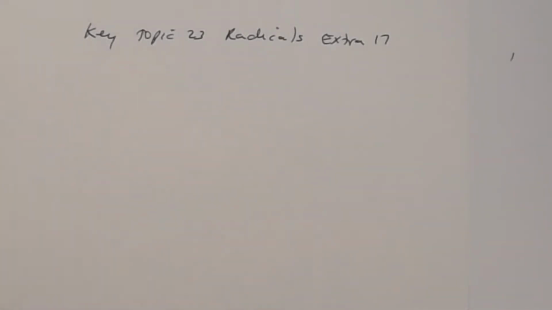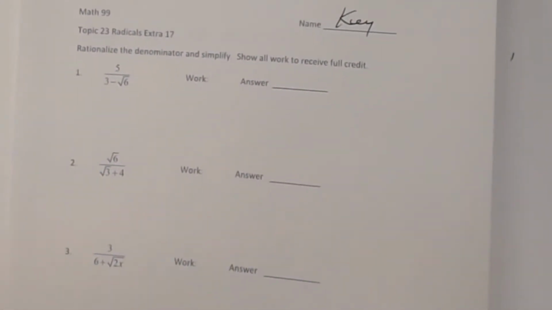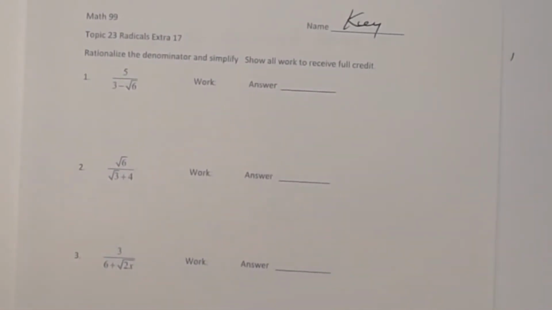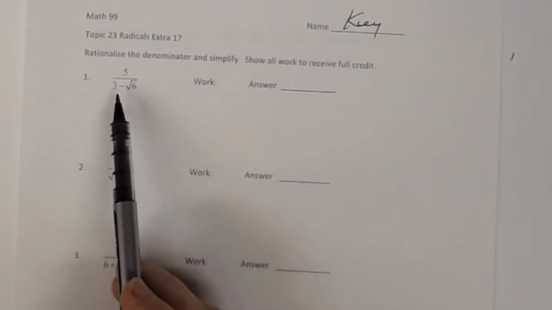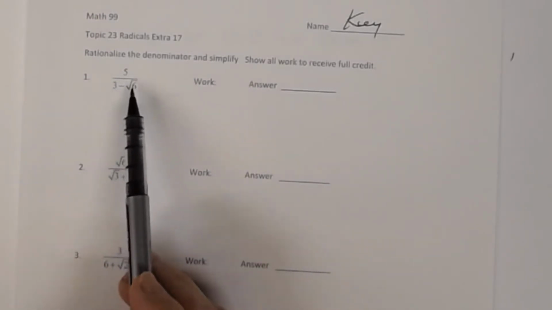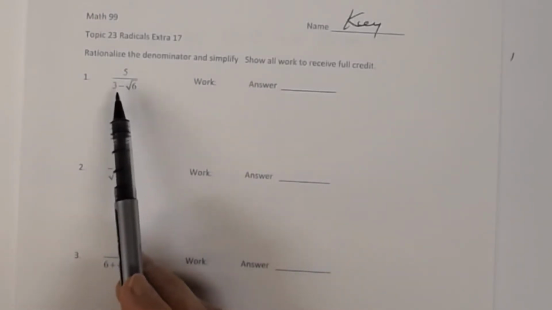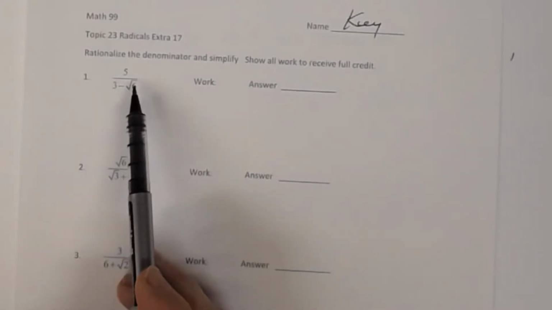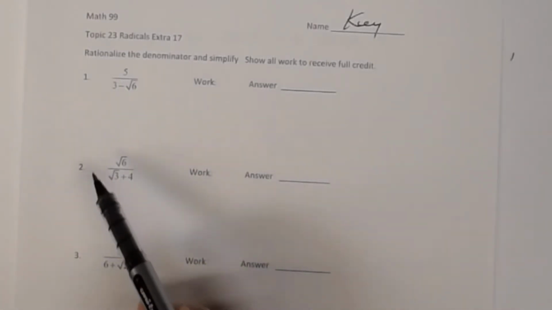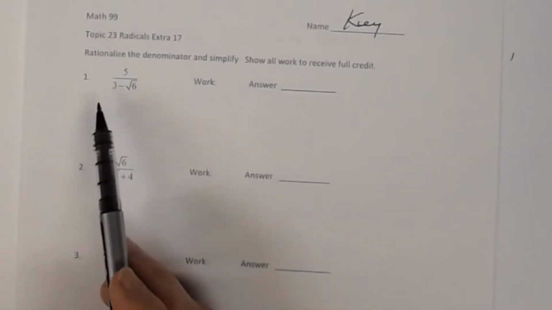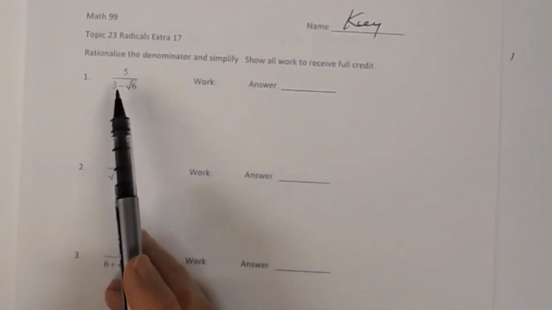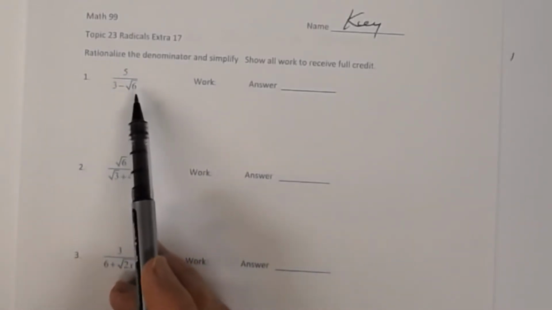This is key to topic 23, Radicals Extra 17, and this is the worksheet. Notice that in these problems, the denominator has two terms. So it's no longer just one term, it's two terms. And you have a square root. We're dealing with square roots in all these cases. Remember, to rationalize the denominator means you don't want a square root in the denominator.